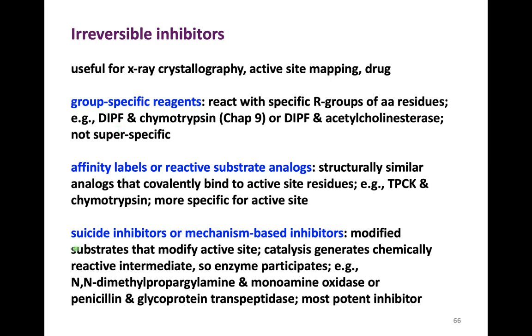With the highest specificity are the suicide inhibitors or the mechanism-based inhibitors. And so this is a substrate that has built in a functional group that will be revealed when the enzyme itself acts on it. That functional group becomes reactive and attacks and irreversibly modifies the enzyme. This has the highest specificity of all. So the enzyme's own catalysis will generate the chemically reactive intermediate that kills it.